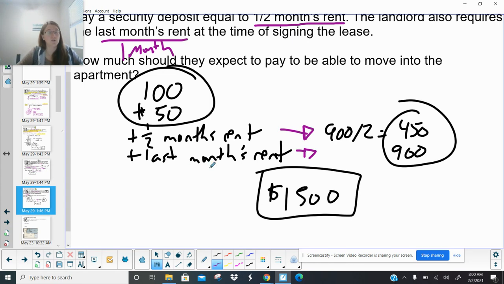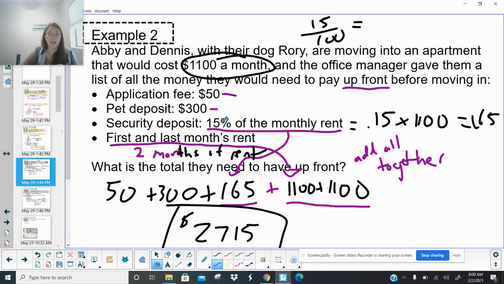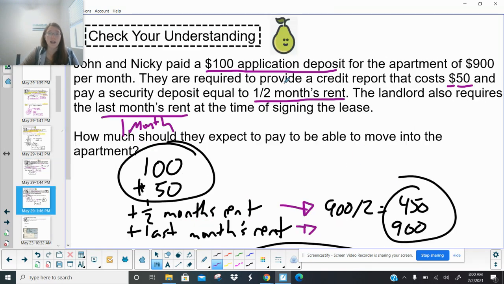So again, guys, with these questions, all you're doing is adding stuff together. You just have to be able to skim through and find all of the things that are being added together. Sometimes you have to do a little bit of calculations. Again, in this case, we had to find the percentage. In this case, we took half of that monthly rent. So sometimes things are not just going to be given to you, but it is just adding all these numbers together.